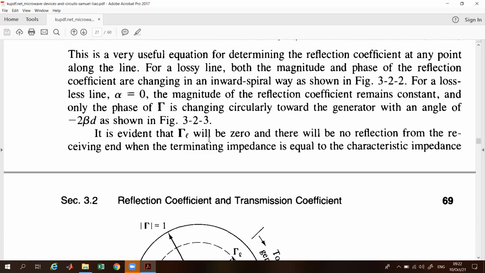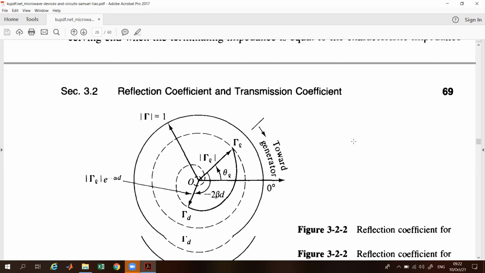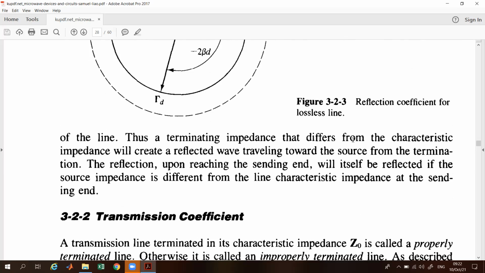Then it is evident that the reflection coefficient at length L will be 0, and there will be no reflection from the receiving end when the terminating impedance is equal to the characteristic impedance of the line.